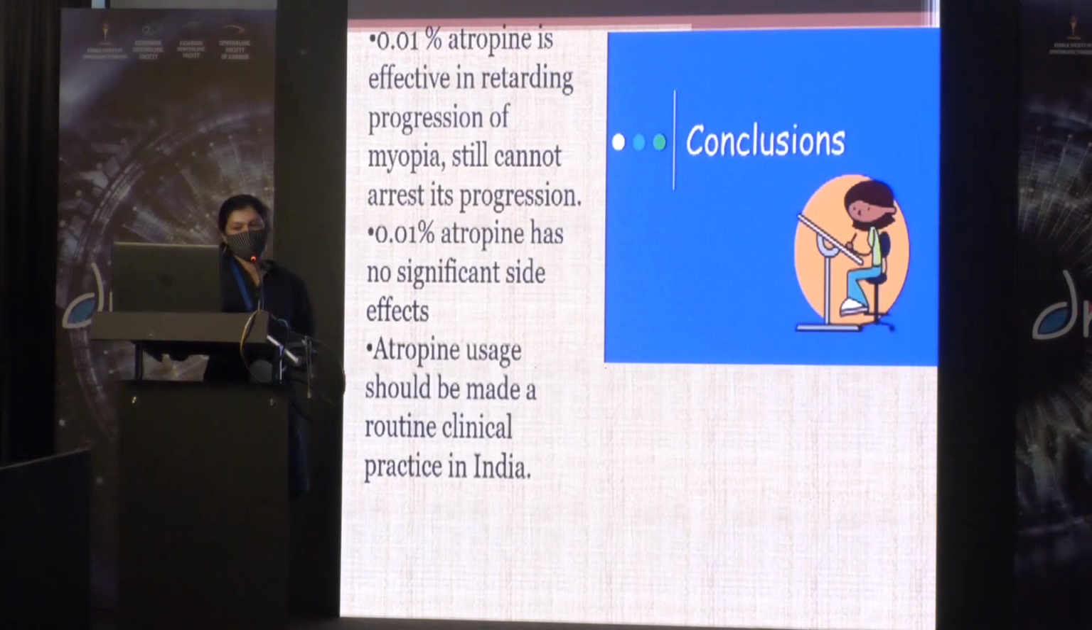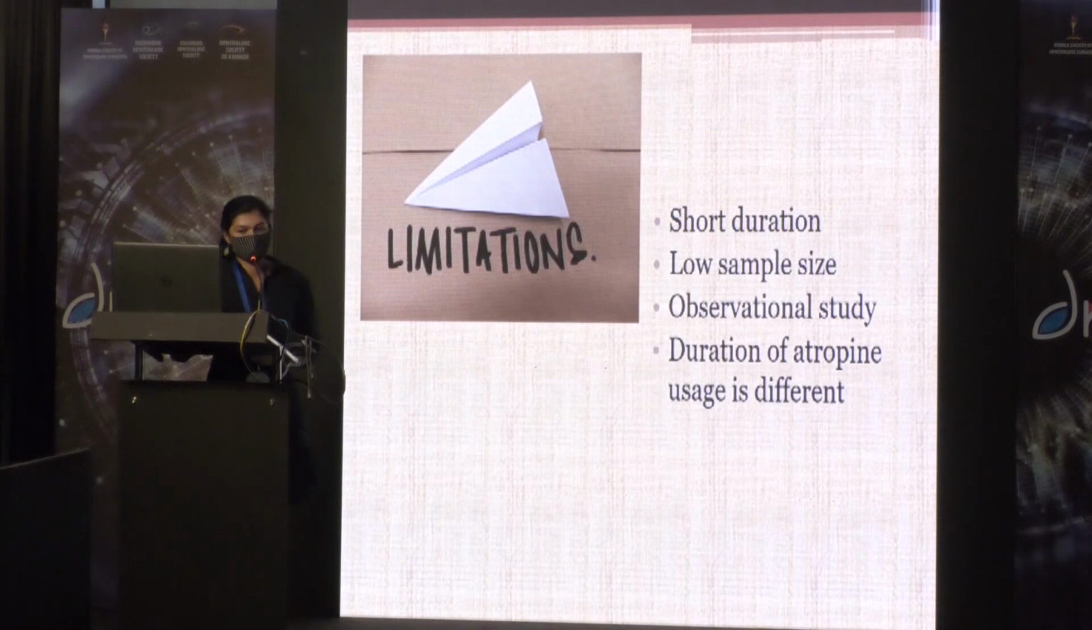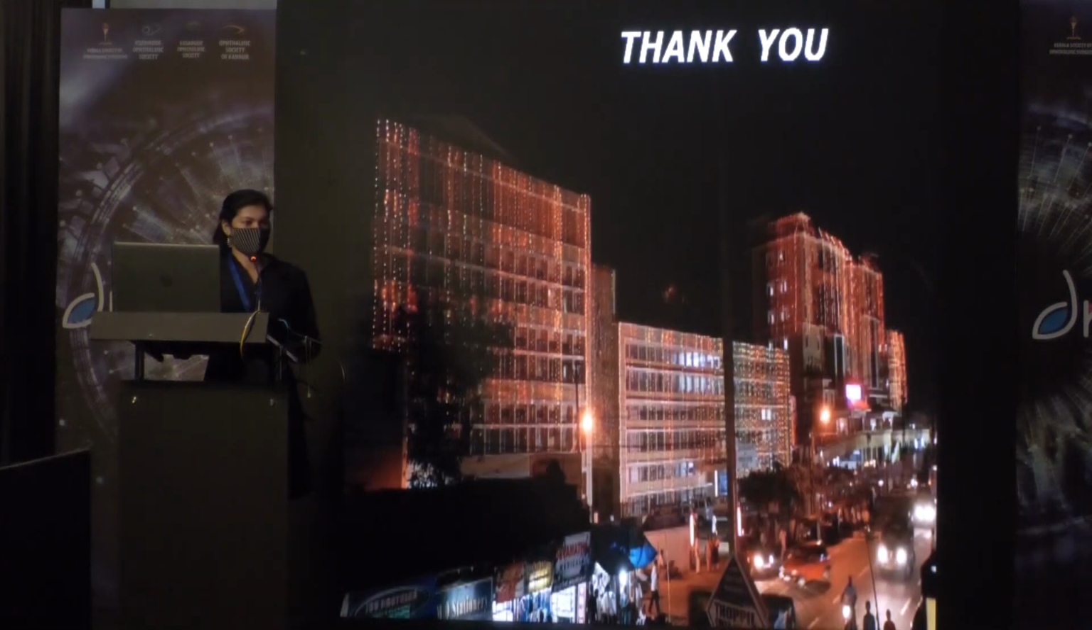So, conclusion: 0.01% atropine is effective in retarding progression of myopia, but still it cannot arrest its progression. And 0.01% atropine has no significant side effects. 0.01% atropine usage should be made a routine clinical practice in India. Limitations: it was a short duration study with a low sample size, and it was just an observational study, and the duration of atropine usage was different in group A. That's all. Thank you.